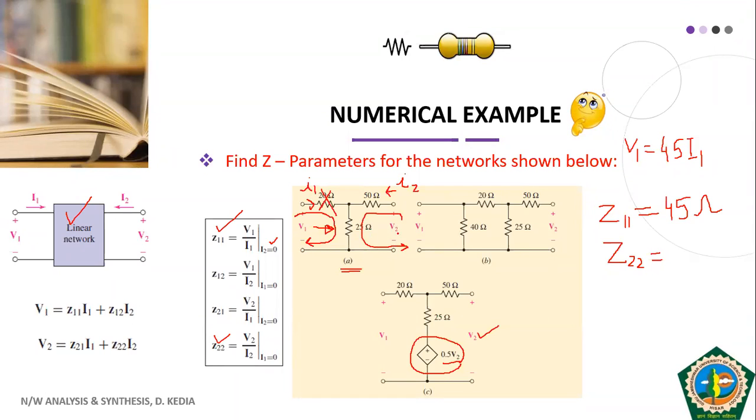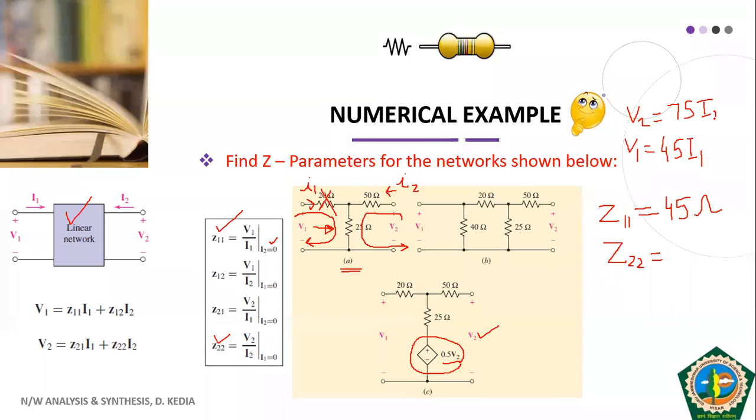So you can see here V2 is there, I2 is flowing through 50 ohm and 25 ohm resistance. We can apply KVL here. So if we apply KVL, what do we get? V2 is equal to 50 plus 25, that is 75. And the current which is flowing through this is I2.